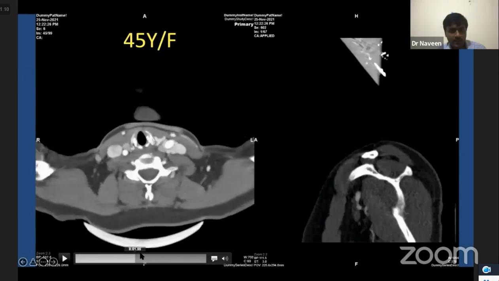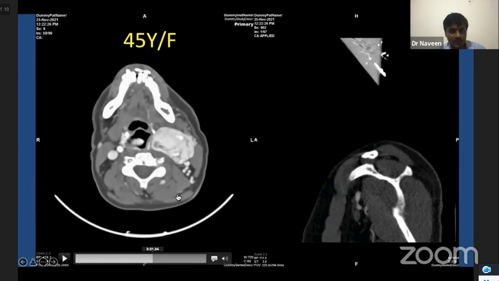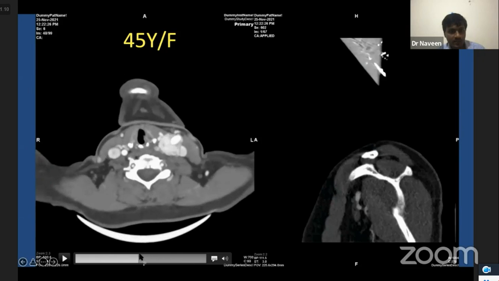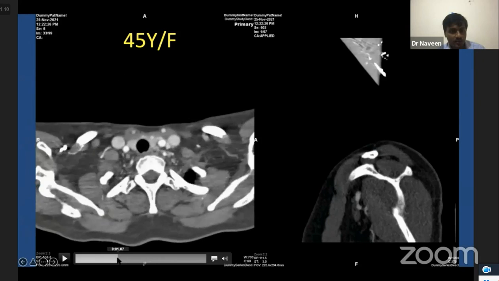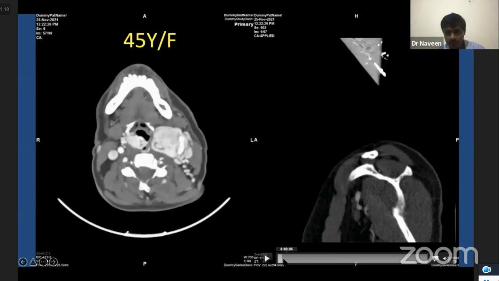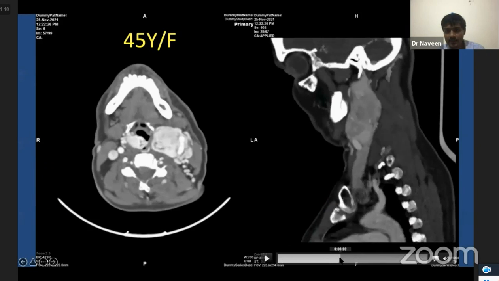Here we can see an intensely enhancing lesion within the carotid space, which is causing splaying of both the ICA and ECA, with multiple hypertrophied arterial feeders seen around this lesion. A small lesion can also be seen on the right side of the neck. Here again, on the sagittal, we can see the splaying of the ICA and ECA, which is called the Lyre sign.